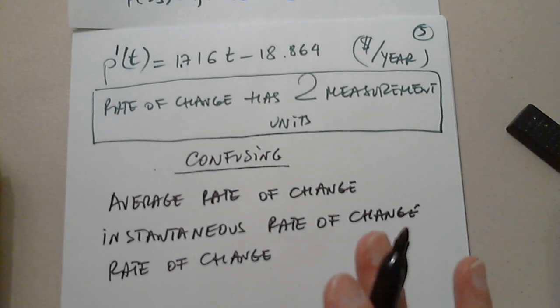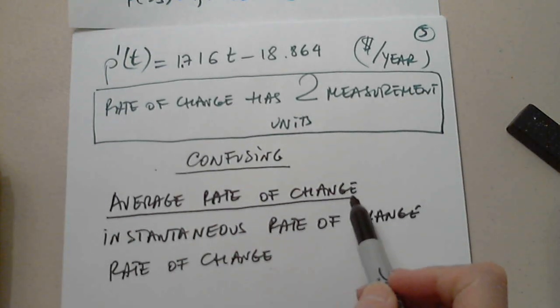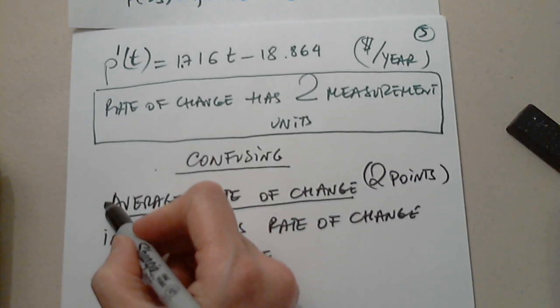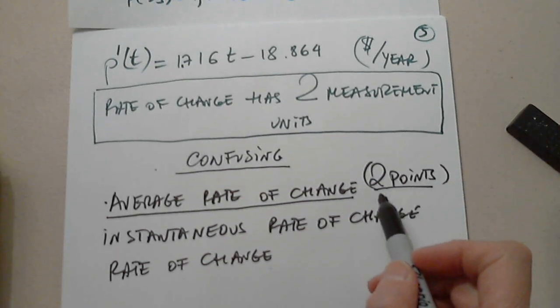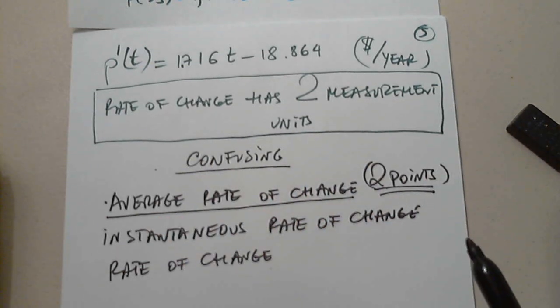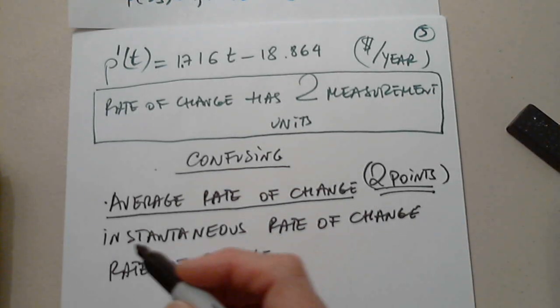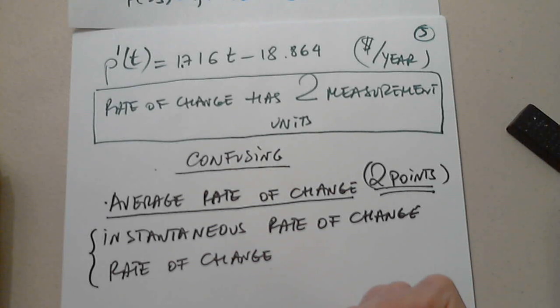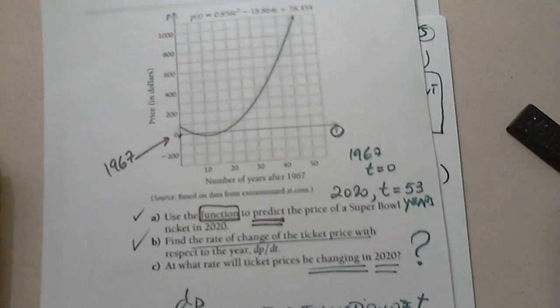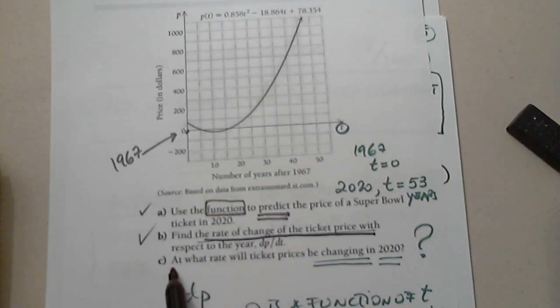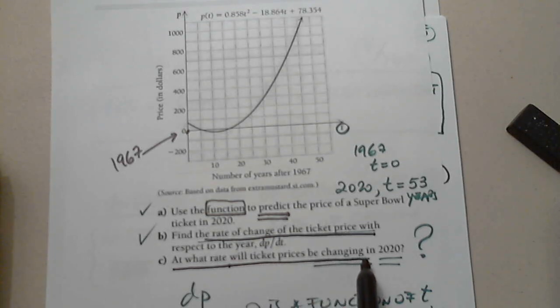What am I applying? Okay, the average rate of change requires 2 points. I cannot determine the average rate of change if I don't have 2 points. This is not the discussion here. The instantaneous rate of change and the rate of change are the same. So we are asked to find the rate of change. We did. Then we are asked at what rate is the price changing in 2020.